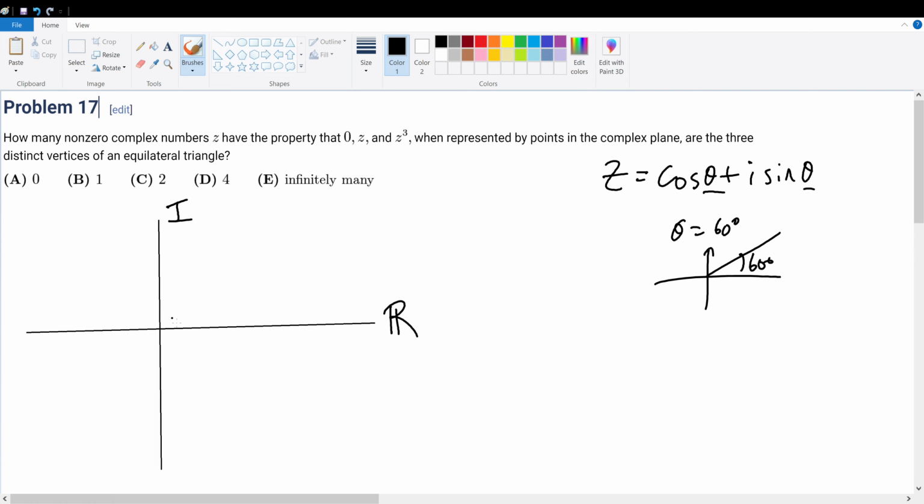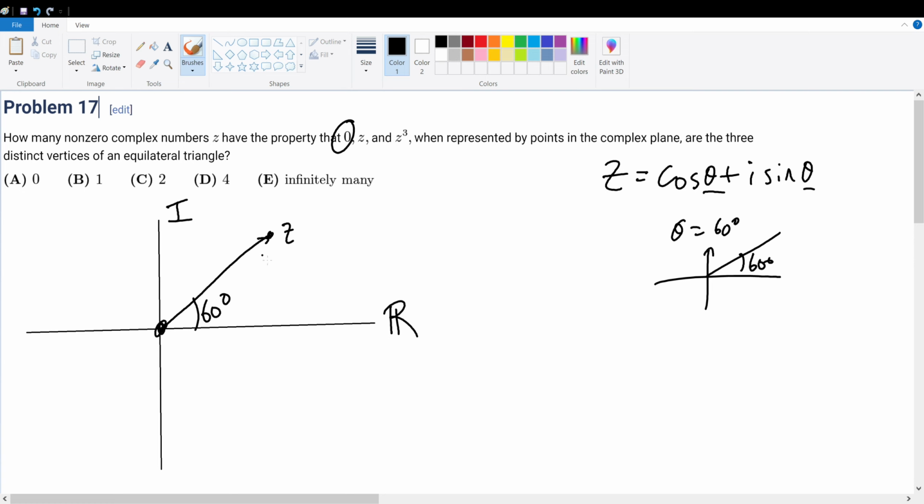So, we know that this first point, 0, is very easy to understand. That's just the origin. But what about z? Well, let's say that z was somewhere here. That's the complex number z. So z, with respect to the origin, has to have 60 degrees. We'll keep that in mind for now.